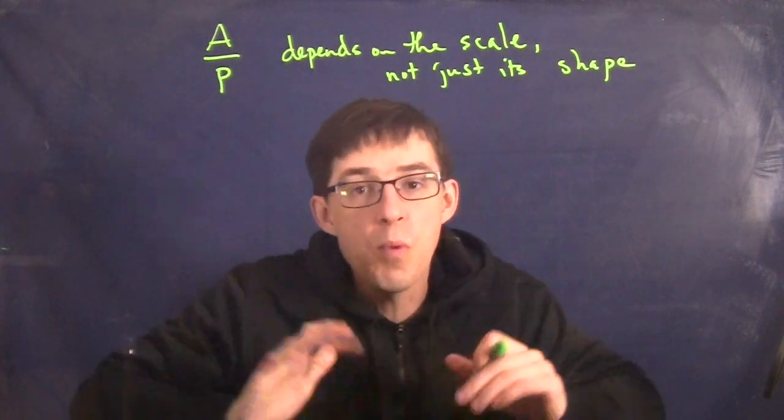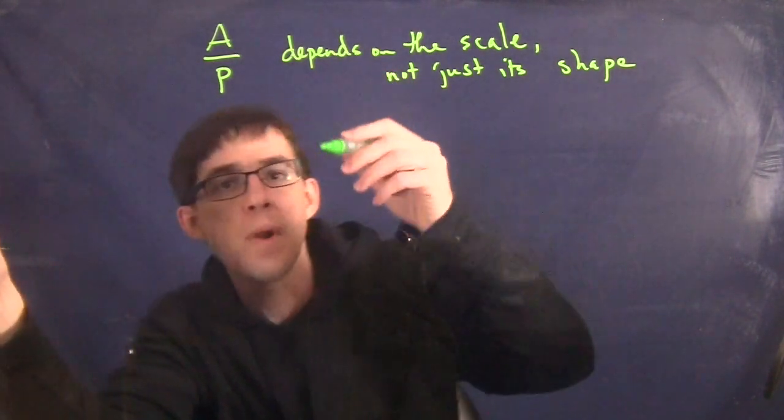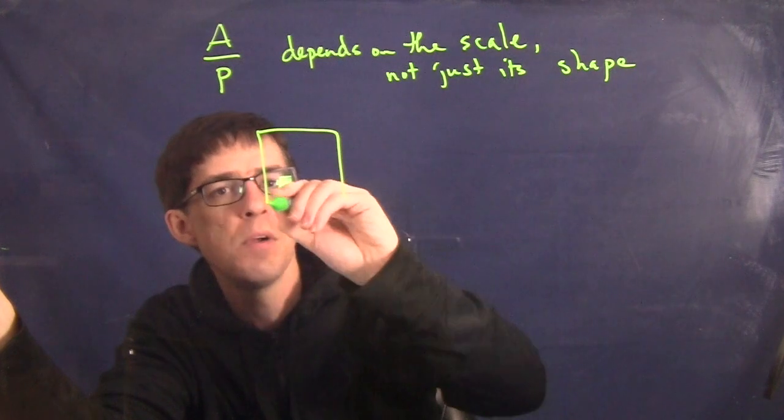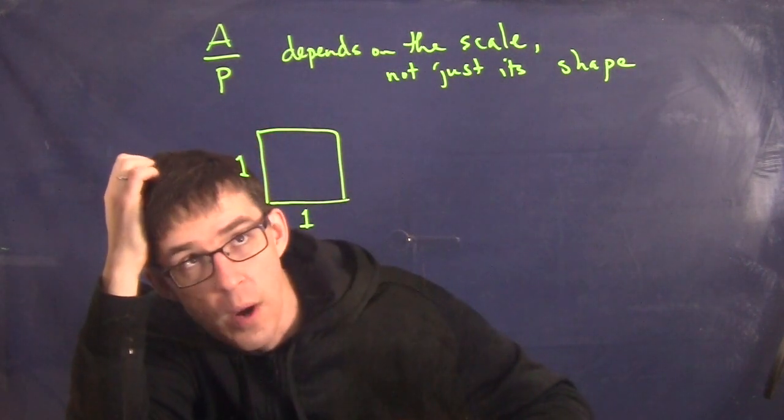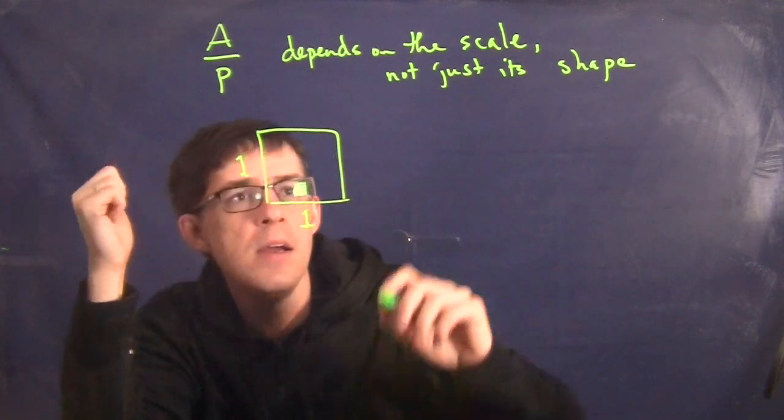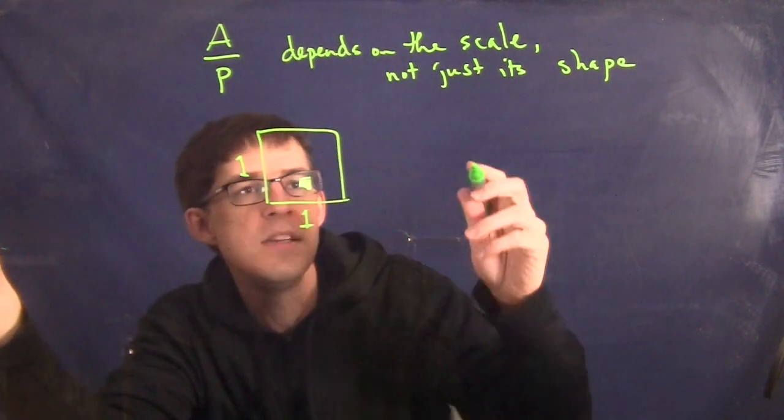Not just the shape. We want this thing to only depend on the shape. Here's what I mean by depends on the scale. See if you agree with me. What if I consider the unit square? This is a square of length 1 on each side. What would this quotient be if I did this for the unit square?